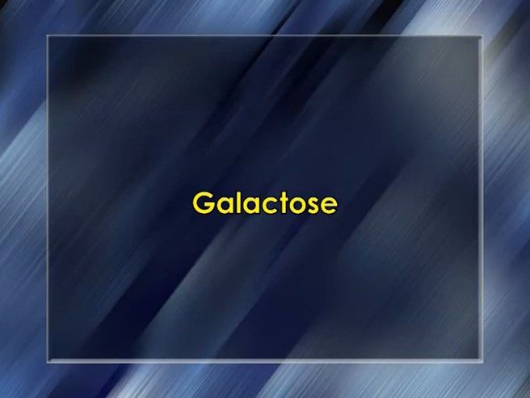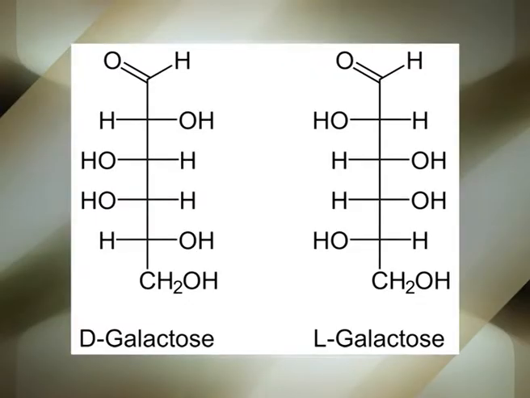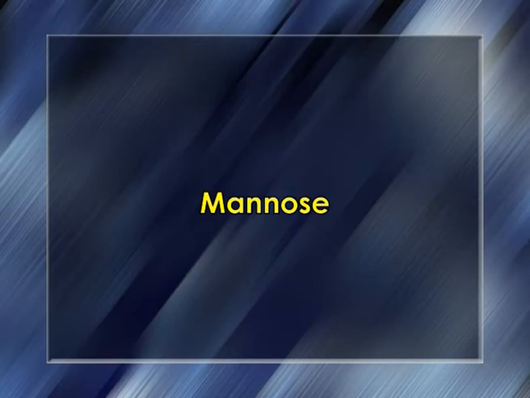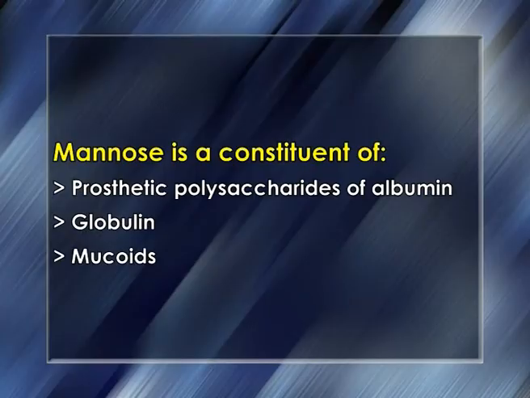Third, galactose. It's not found free in nature. Its only source is the hydrolysis of lactose. It also occurs in cerebrocytes of brain and nervous tissue. Hence, it's nutritionally important. Fourth, mannose. This also does not occur freely in nature. Mannose is a constituent of prostatic polysaccharides of albumin, globulin and mucoids. Mannose on reduction gives mannitol.